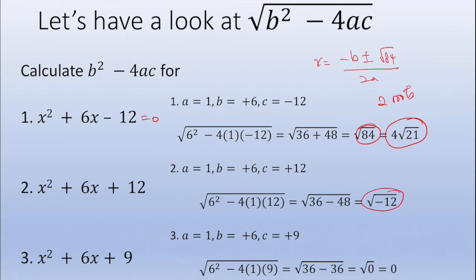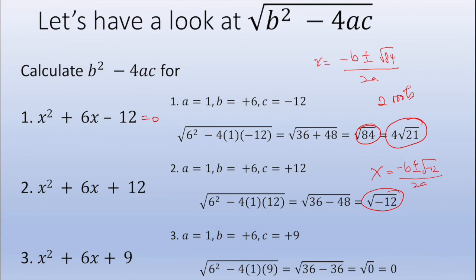This one, minus 12, we cannot evaluate minus 12. So therefore, there are no roots for this one. If we write it in the quadratic formula, we've got minus b plus or minus square root of minus 12, which cannot be evaluated.